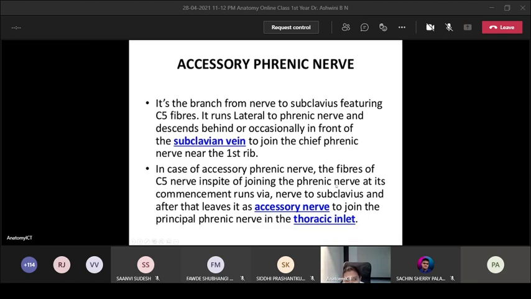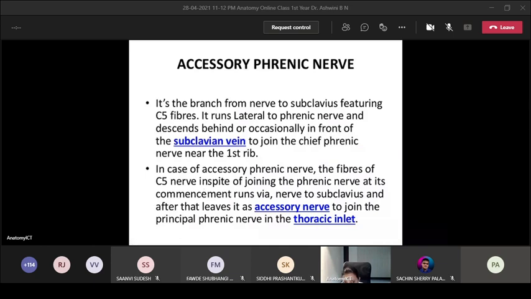Then the accessory phrenic nerve is a branch from the nerve to the subclavius. It gets branches from C5. It runs lateral to the phrenic nerve and descends behind the subclavian vein. Then it joins the main phrenic nerve behind the first rib. In case the accessory phrenic nerve is present, the fibers are derived from C5 at its commencement.